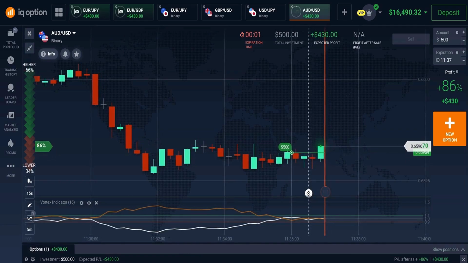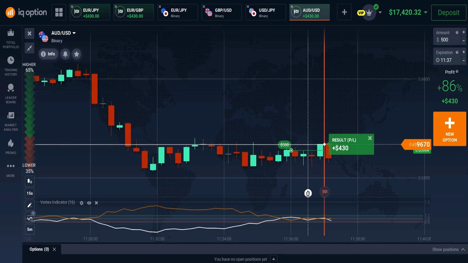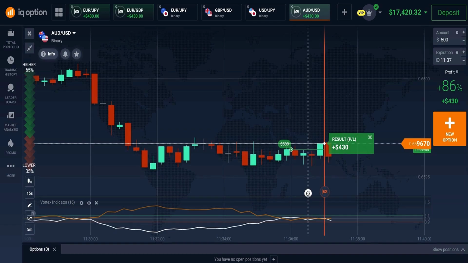And guess what? We actually won this trade, but it was pure luck. Let's be honest here. This wasn't a great setup at all. The market was ranging, there was no real direction, and even though the indicator gave a buy signal, the price could have easily gone either way.